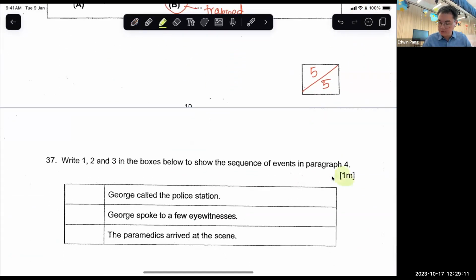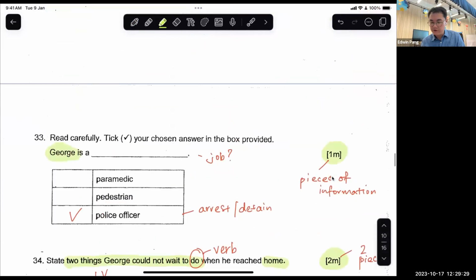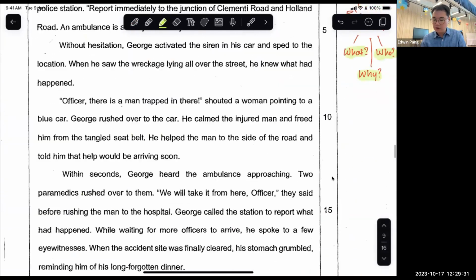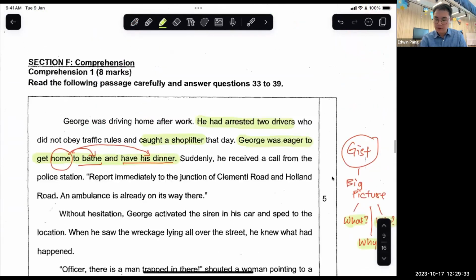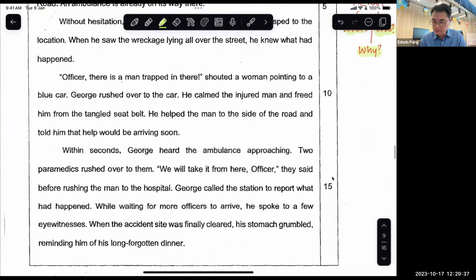Again, this is 1 mark. Highlight that. Okay, sequence of events. So which one happened first? Which one happened second? And which one happened third? So let's go back to this paragraph. Paragraph 4, right? They said paragraph 4, right? So 1, 2, 3, 4. Okay, here. This paragraph here.